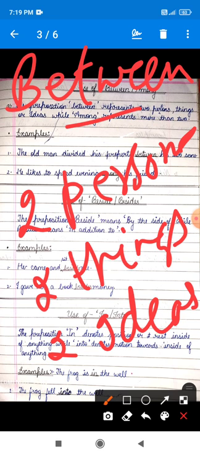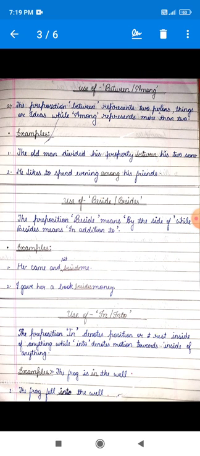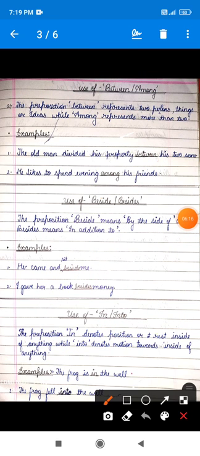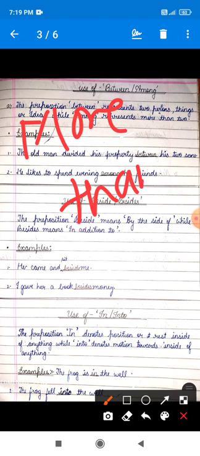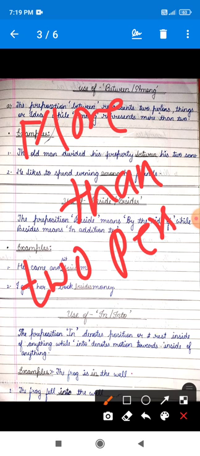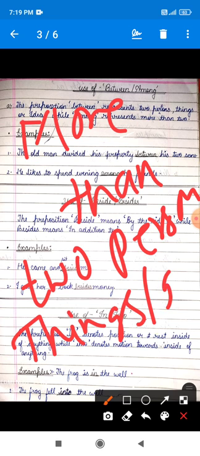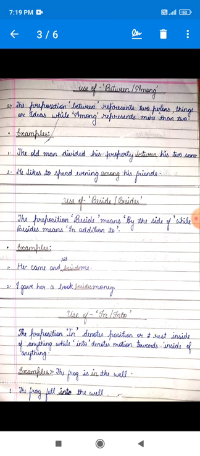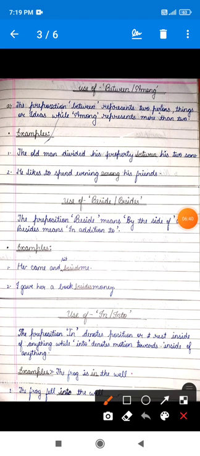But if we talk about more than two persons, things, or ideas, in that case we use among. So you can understand it with the help of examples.